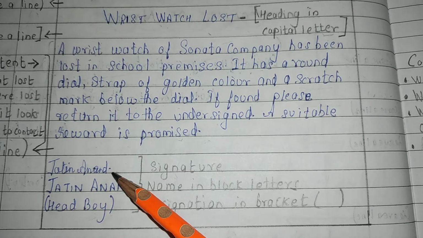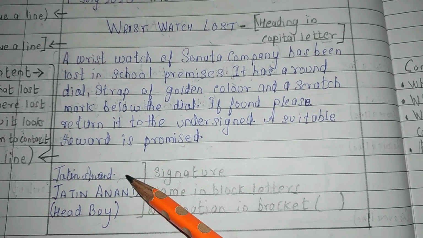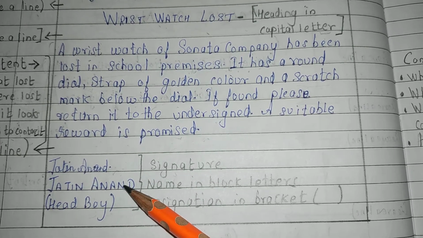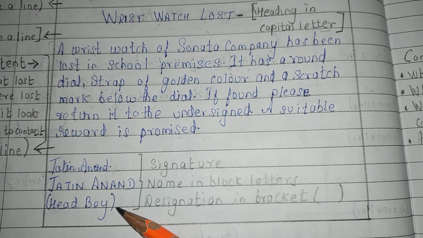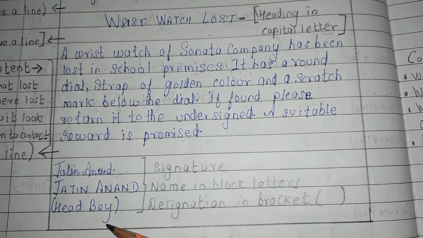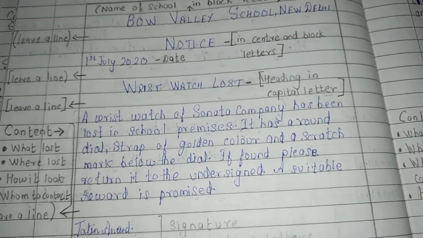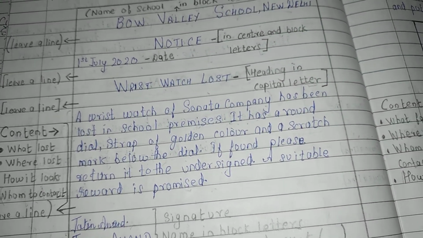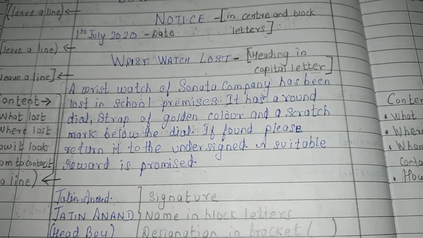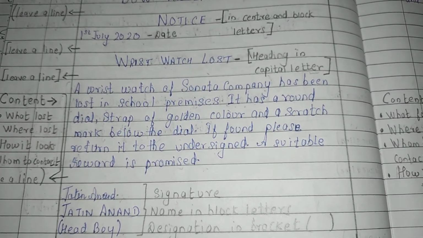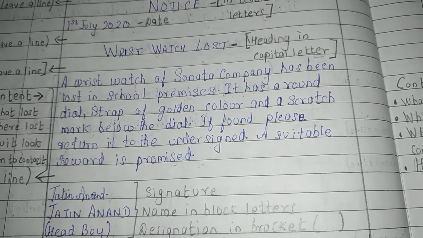हमने किया है, we had the name in the question as Jatin Anand. So हमने वही उसके sign कर दिए. Again capital letter में लिख दिया उसका name and then designation in the bracket saying as head boy. Okay students, so I hope this format is clear for you. Now I'll be sending you one more solved example of lost, and now I'll quickly show you the BBC, the worksheets that you have to complete.